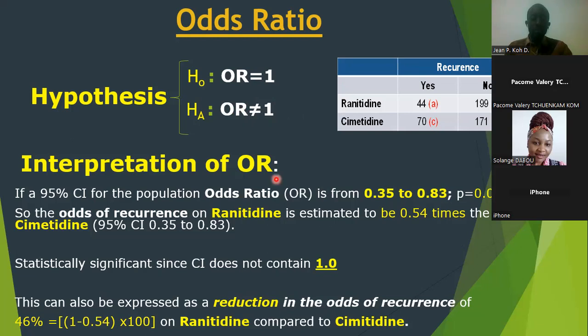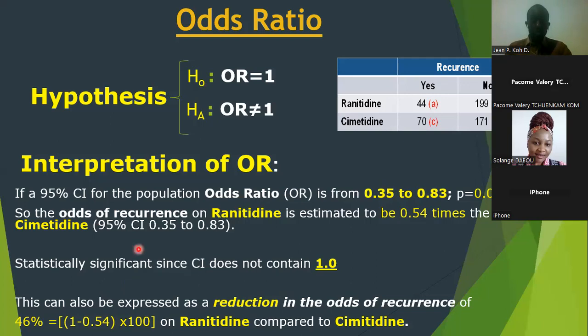Now, how do we interpret the confidence interval after calculation? How do we interpret the 95% confidence interval? Normally, the confidence interval gives us the limits within which the population odds ratio will fall. Let's say, for instance, the confidence interval is between 0.35 and 0.83, that is, the lower limit is 0.35 and the upper one is 0.83. It means the population odds ratio falls within this range. And when you look at the range, 1 does not fall within it. So when 1 does not fall within the range, it means that the statistical test is significant. And you can even see the p-value is already very much less than 0.05.